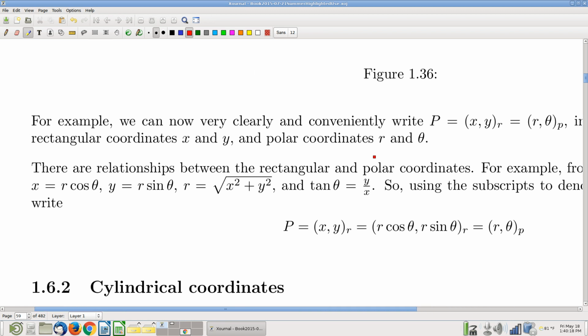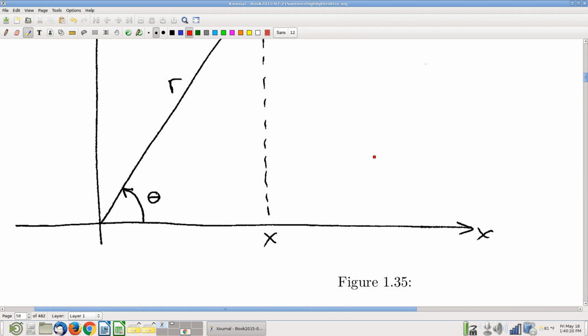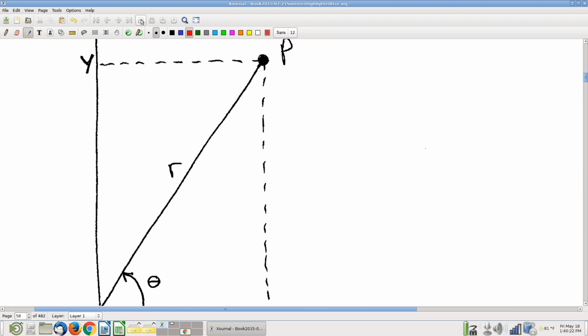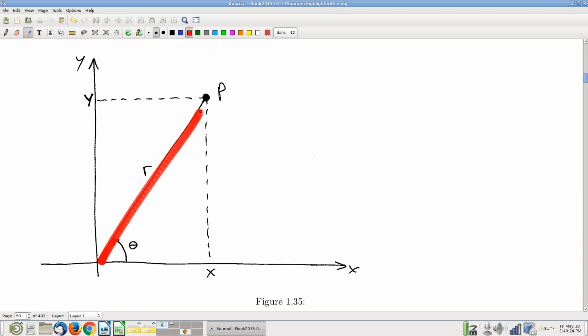Not hard to persuade yourself. By the way, this is a little bit of trig that you can work out on your own, of course. We have a triangle here. Furthermore, that's a right triangle, and therefore you can find relationships between x and y and r and theta.